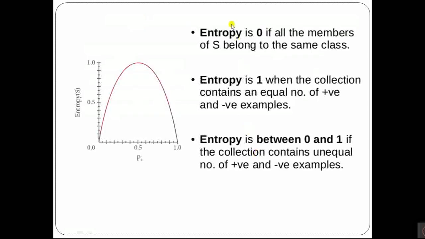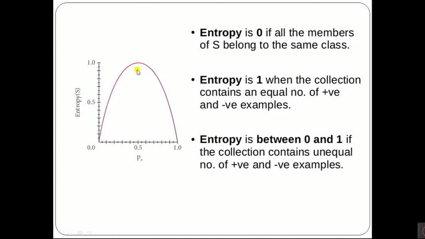So entropy is 0 if all the members of S belong to the same class, and entropy is 1 when the collection contains an equal number of positive and negative examples. The entropy is between 0 and 1 if the collection contains an unequal number of positive and negative examples. This one is between 0 and 1.